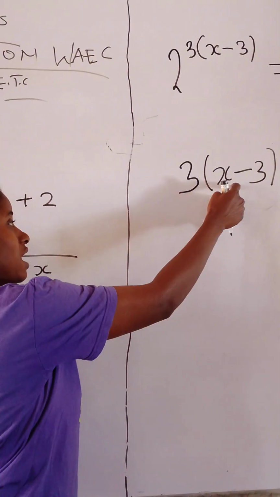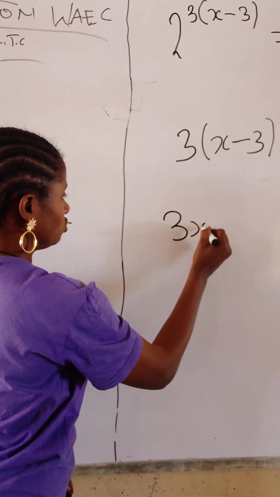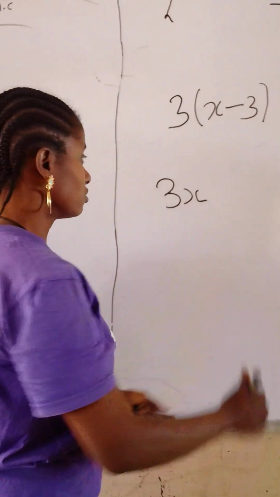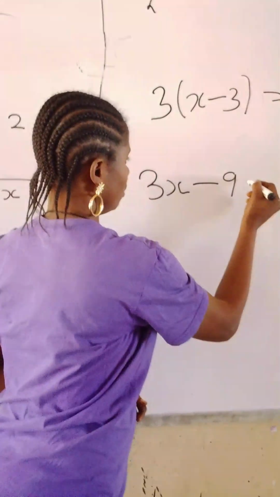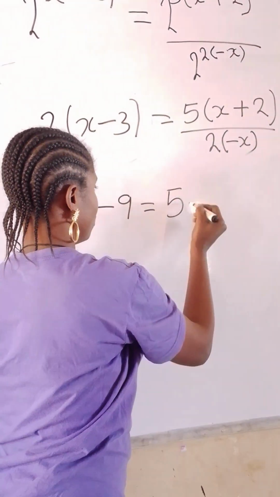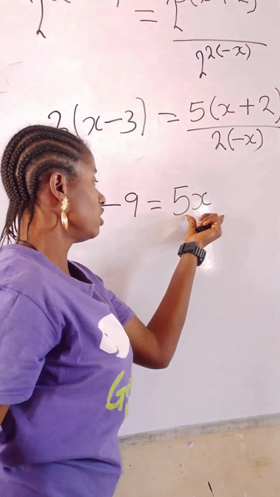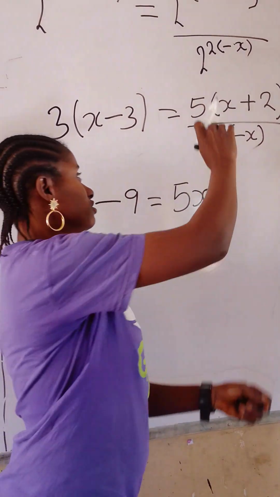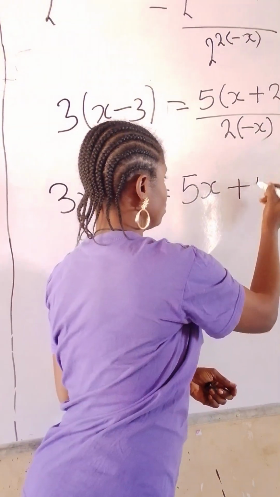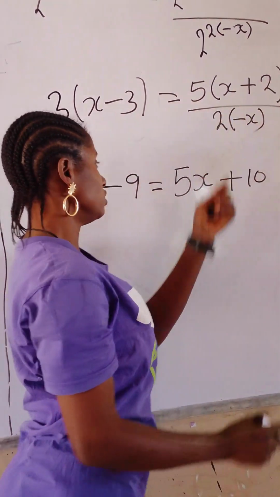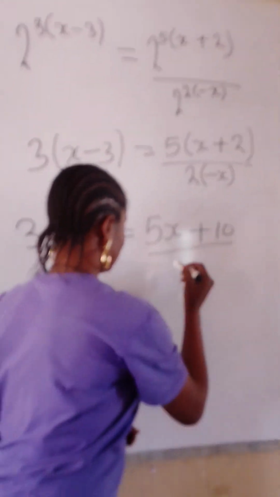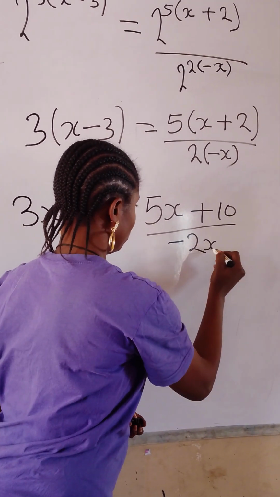From here, we expand our bracket. 3 times x is going to give us 3x. 3 times minus 3 is going to give us minus 9, is equal to 5x, sorry. And 5 times 2 is going to give us plus 10. You are done with this. Divided by 2 times minus x, which is going to give us minus 2x.